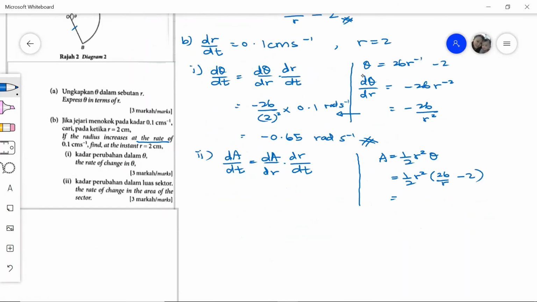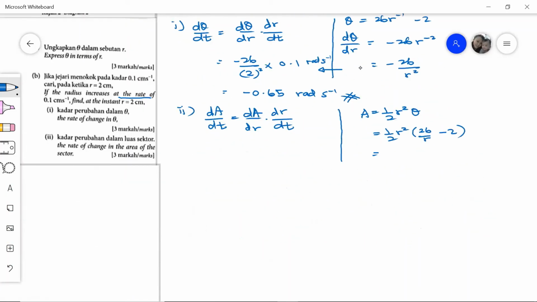All right, so multiply this one into each and every item. So over here, we will have 13r minus r squared. So we differentiate the A with respect to r. So we will have 13 minus 2r. So sub this in to our dA by dt. So dA by dr is 13 minus 2r. R is 2. And then the whole thing we multiply with 0.1.